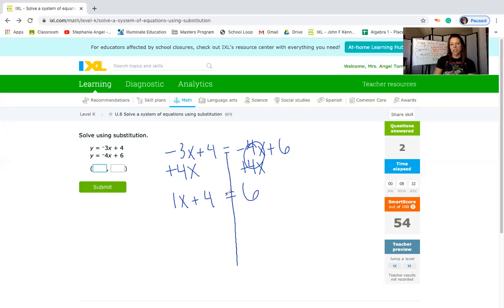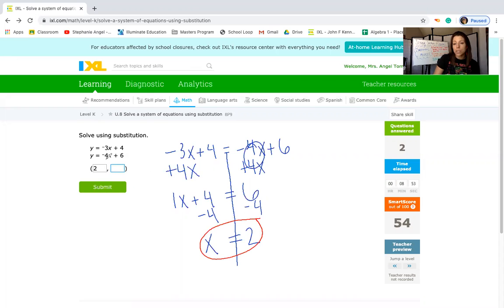Notice how I put my equal sign on the line. Now I can subtract 4 from both sides, and 1x is the same thing as just x. So I end up with x equals 2. Again, I didn't have to do it that way, but that's how I chose to solve it because it has the least amount of steps. Now that I know that x is 2, I need to go find y.